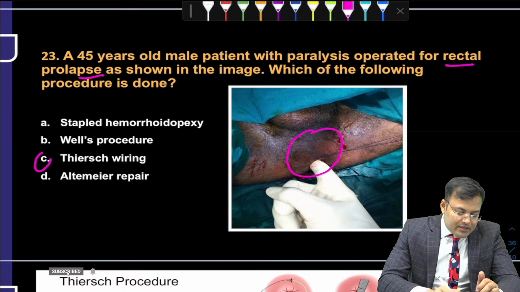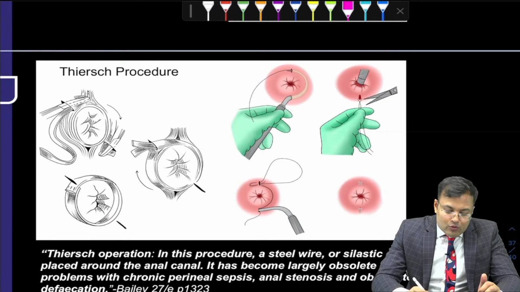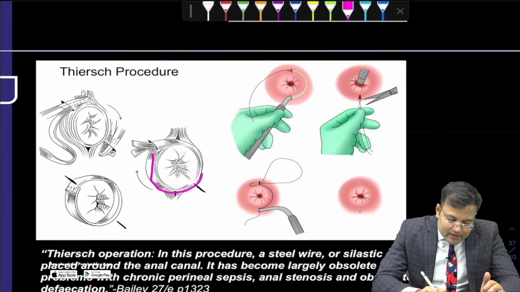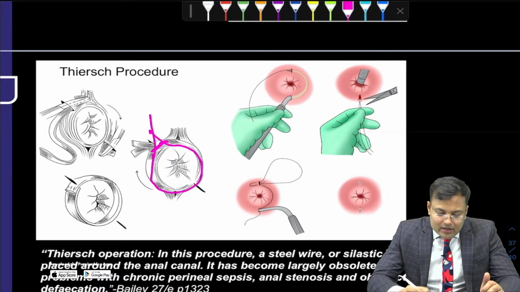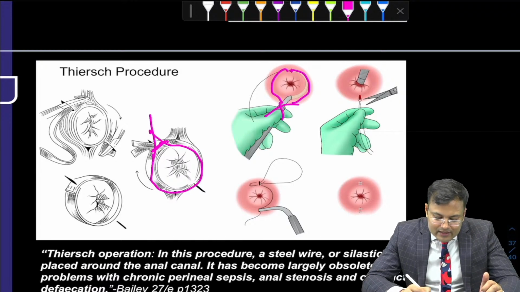That is C, it is Thiersch wiring. How do we perform Thiersch wiring? Around the anus, we pass a silastic band or nylon tape, and after that we tighten it, or sometimes you use a wire or a suture around the anus, and after that what?